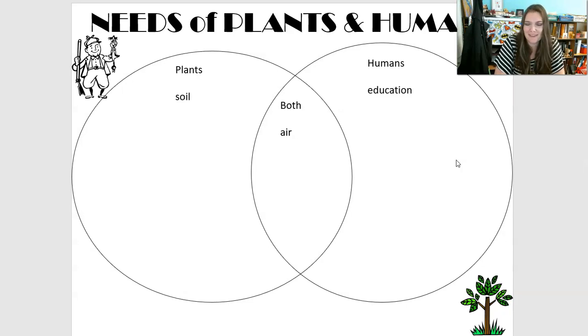That's not much of a Venn diagram. So fill in your journal that Venn diagram of things that humans need, things that plants need, and things that both humans and plants would need. Okay? We are going to share these in class tomorrow.